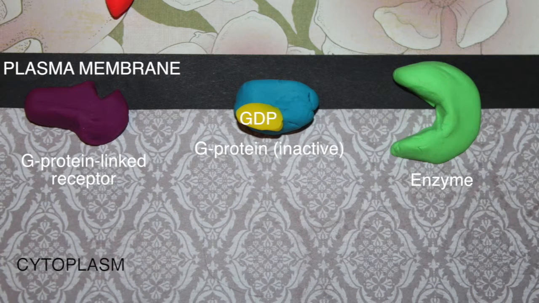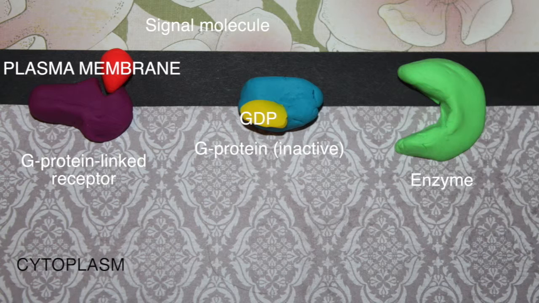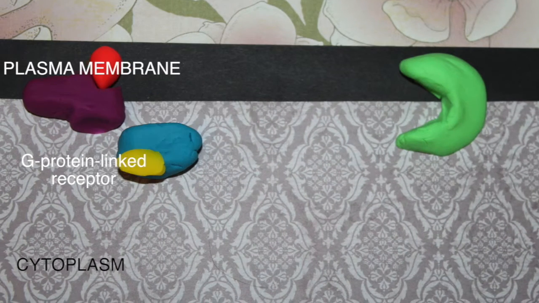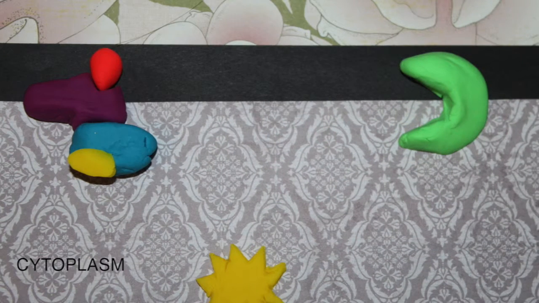GDP is bound to the G protein. The protein is inactive. The receptor is activated when the specific signal molecule binds to it, changing the receptor's shape and binding an inactive G protein, causing a GTP to displace a GDP.